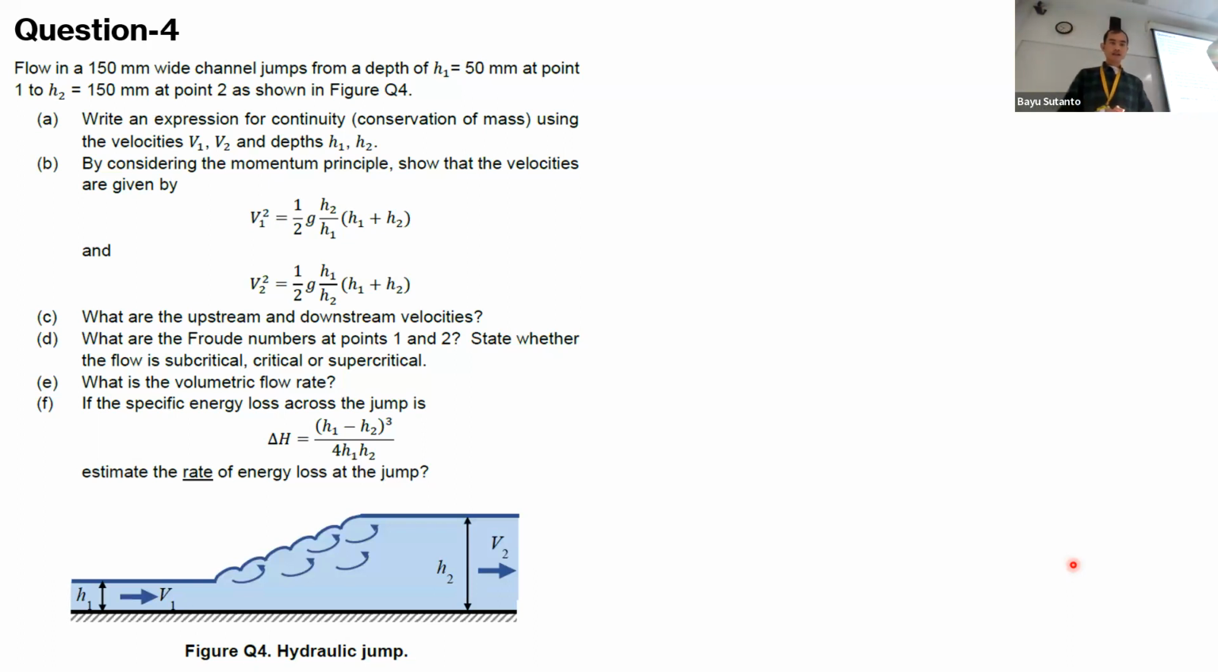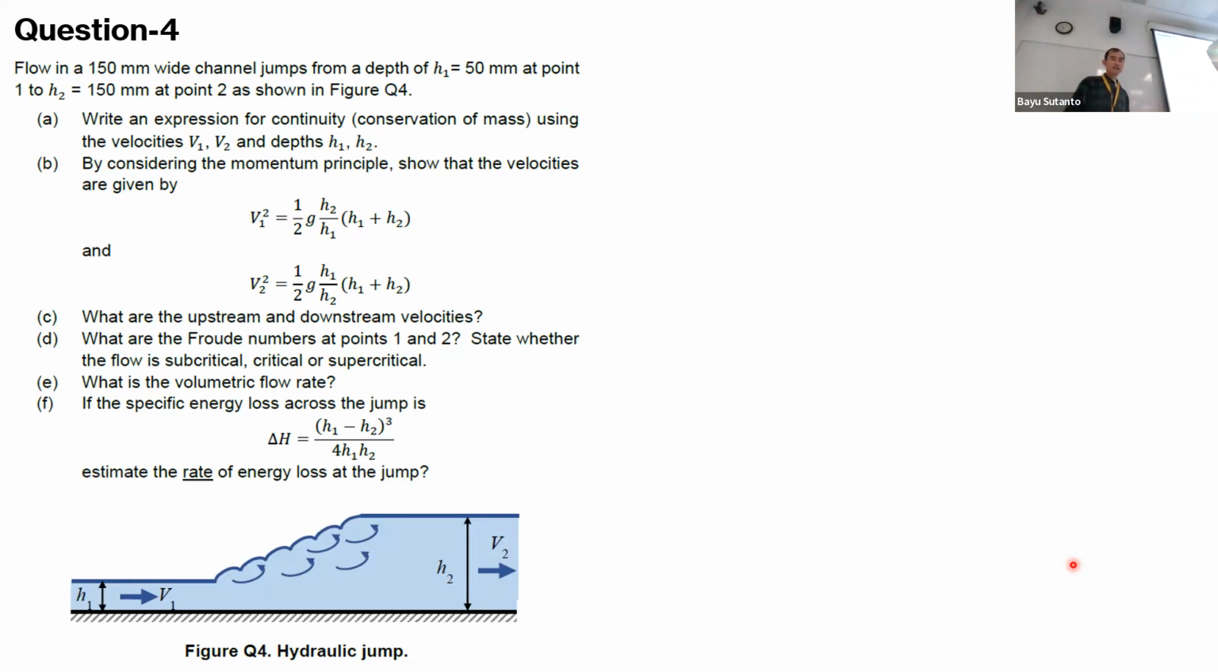Because there is a drop and this is high velocity, and then it will expand. So flow in a 150 millimeter wide channel jumps from a depth of 50 millimeter. The width W is perpendicular to our screen. So this is the width, 150 millimeters, and this is the height, 50 millimeter at point 1, and it expands to 150 millimeter at point 2. From 50 to 150.